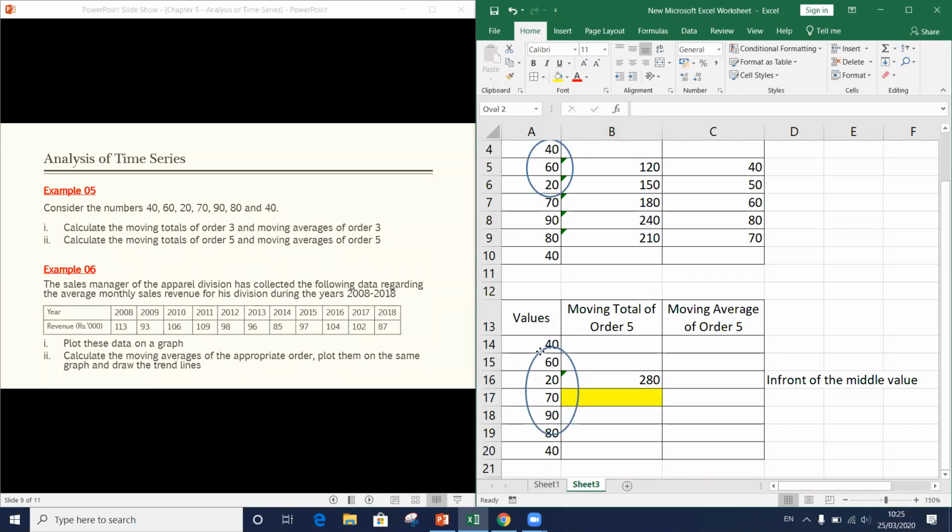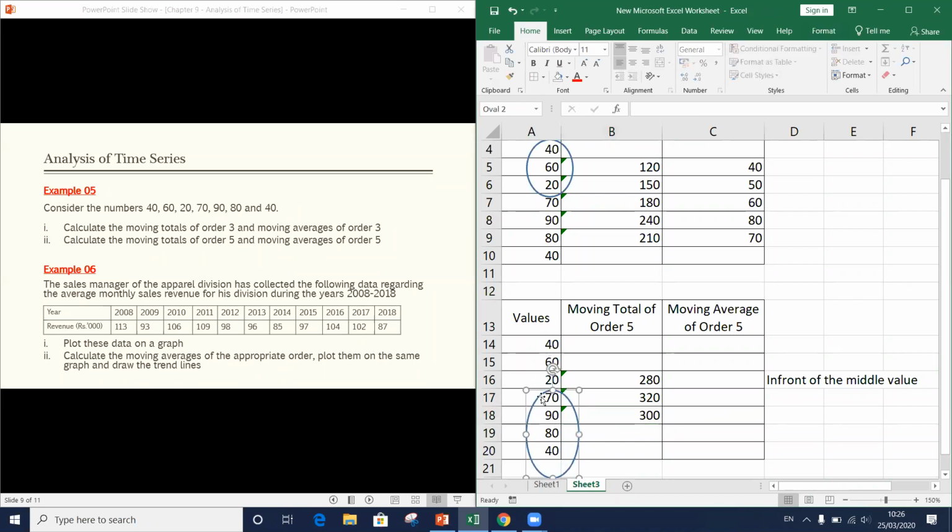We need to go one step forward, right? We are going to ignore the first one and take into account the one after that group, right? Now what is the total? Total means 60 plus 20 plus 70 plus 90 plus 80. The total is 320. Then what do I need to do? Again, I need to consider another group. I want to move my group one step forward. Now what is the moving total? 300. Moving total means the sum of these 5 values, 300, right?